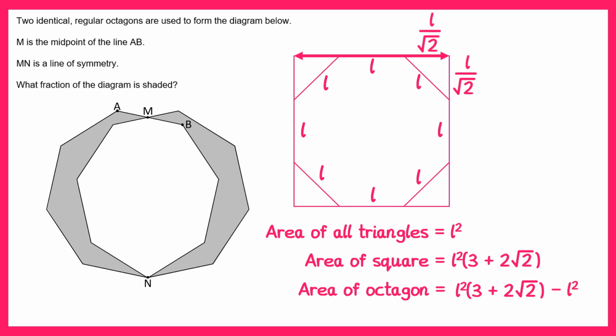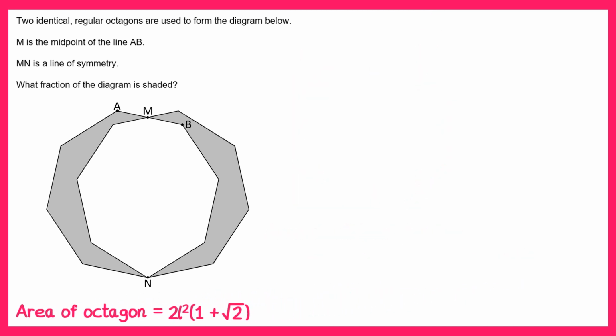Here we can factorise L squared, so we end up with this. And then you can simplify what's inside the bracket to 2 plus 2 root 2. We can also factorise out a 2 now, so we end up with 2L squared, lots of 1 plus root 2. So that's an expression for the area of an octagon with side length L. We're going to pop that over here because we'll need it later on.